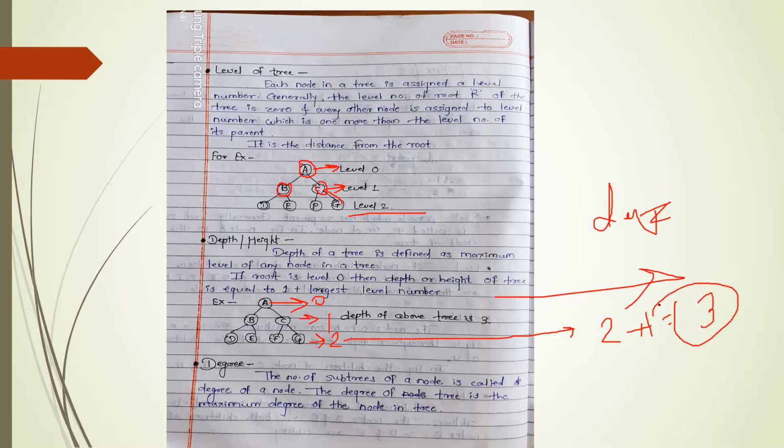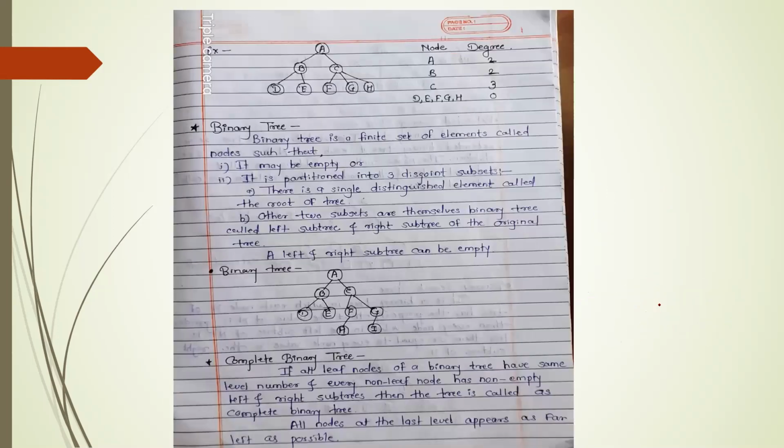Next is degree. The number of subtrees of a node is called the degree of a node. The degree of a tree is the maximum degree of the nodes in a tree. For example, node A has two subtrees. So degree of node A is 2.